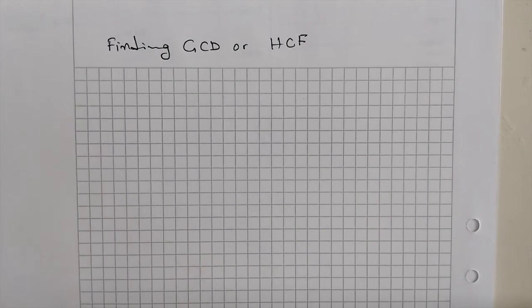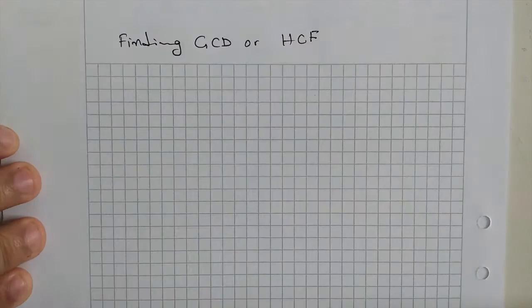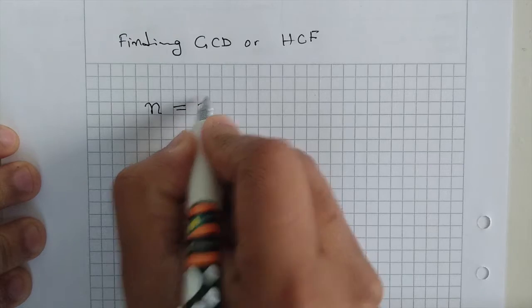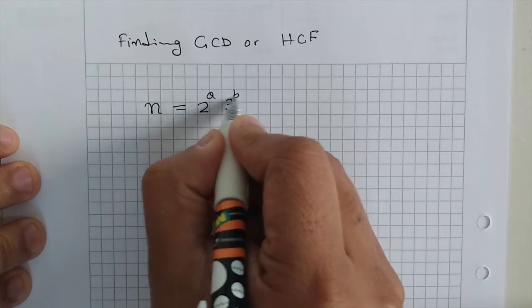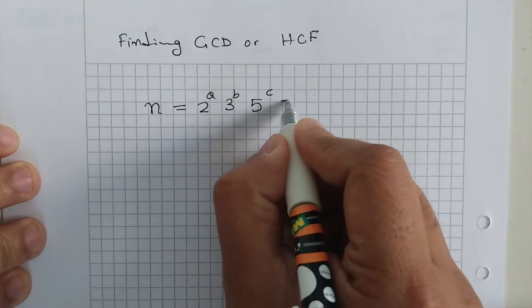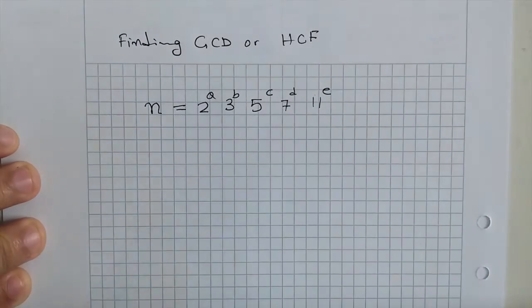So today we are going to discuss finding the GCD or HCF by using the Fundamental Theorem of Arithmetic. How can we use the Fundamental Theorem of Arithmetic in finding the GCD or HCF? According to the Fundamental Theorem of Arithmetic, we can write any number in this fashion: n equals 2 power a, 3 power b, next prime number is 5, next prime number is 7, another is 11, like that.